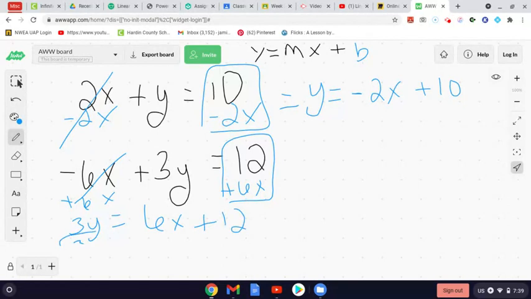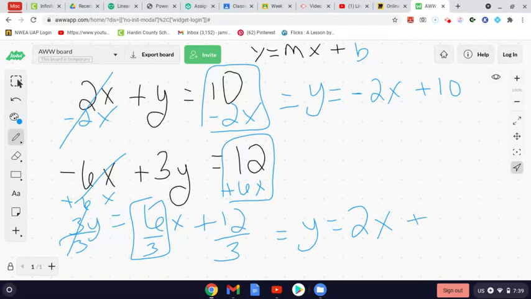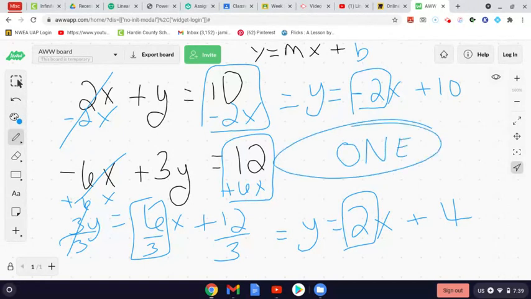And then your last step would be divide everything by whatever's next to the y. So my final equation here would be y equals 6 divided by 3 is 2, and then 12 divided by 3 is 4. And so at first glance, you're like, oh, yeah, they both have a 2, but one's positive, one's negative. So they actually do not have the same slope. So this would be one regular solution.